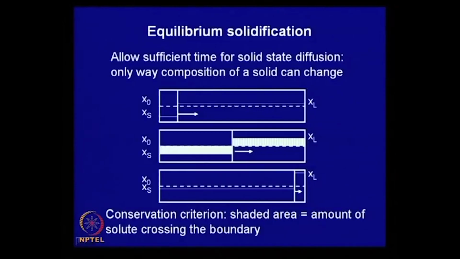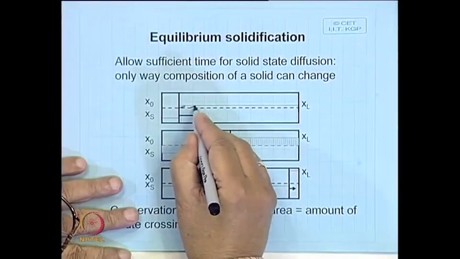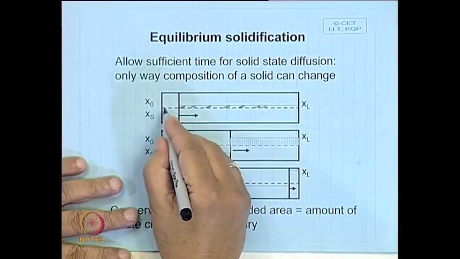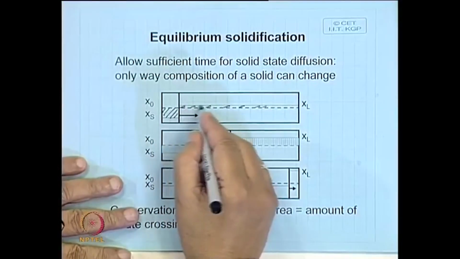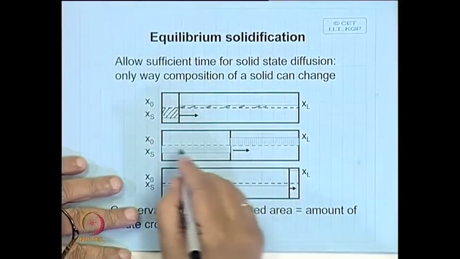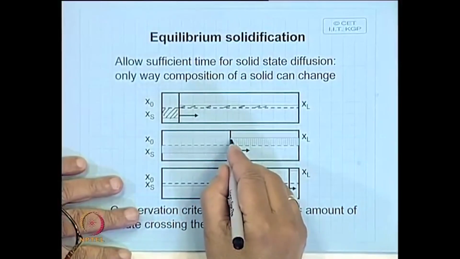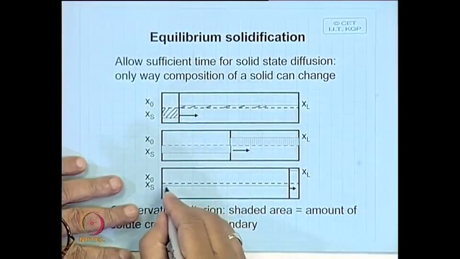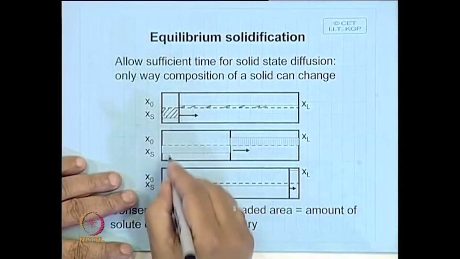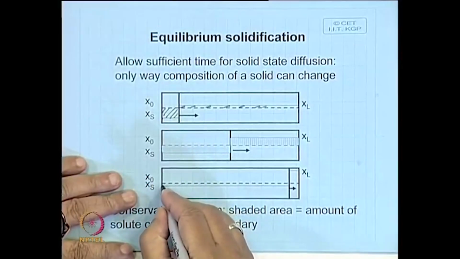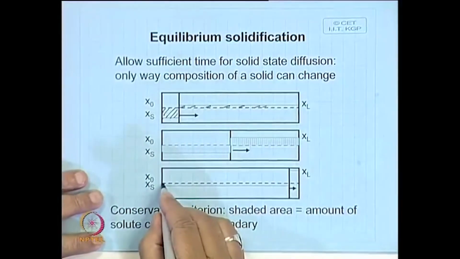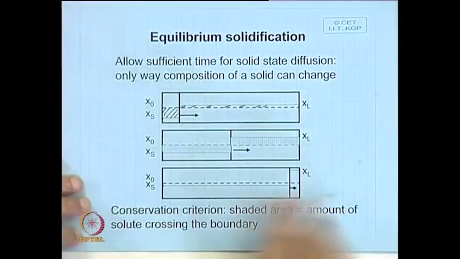Here we assume that the interface is moving slowly and this is the amount of solute from the liquid that is getting transferred into the solid. So, this area will be equal to this. At the intermediate stage, this area is also equal to this. Ultimately, when the solidification is about to be completed, the composition of the solid starts here, moves up, moves up still further, and when it is totally solidified, there will be uniform composition through and through.